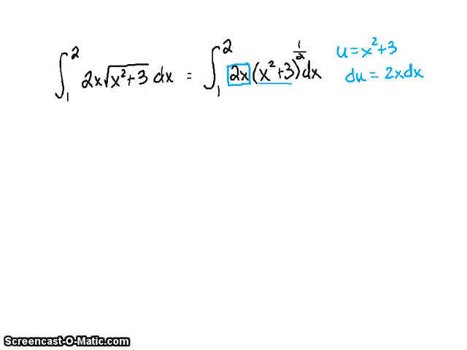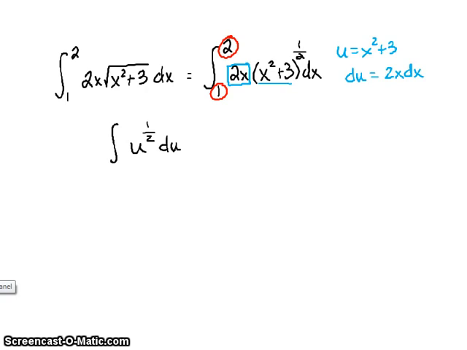So we can rewrite our problem as u to the 1/2 du. The 2x dx turns into a du, and the x squared plus 3 turns into the u. Now the issue is our limits of integration. We're integrating from 1 to 2, and if you think about what the integral means, the integral means the area under the curve from one x value to another.